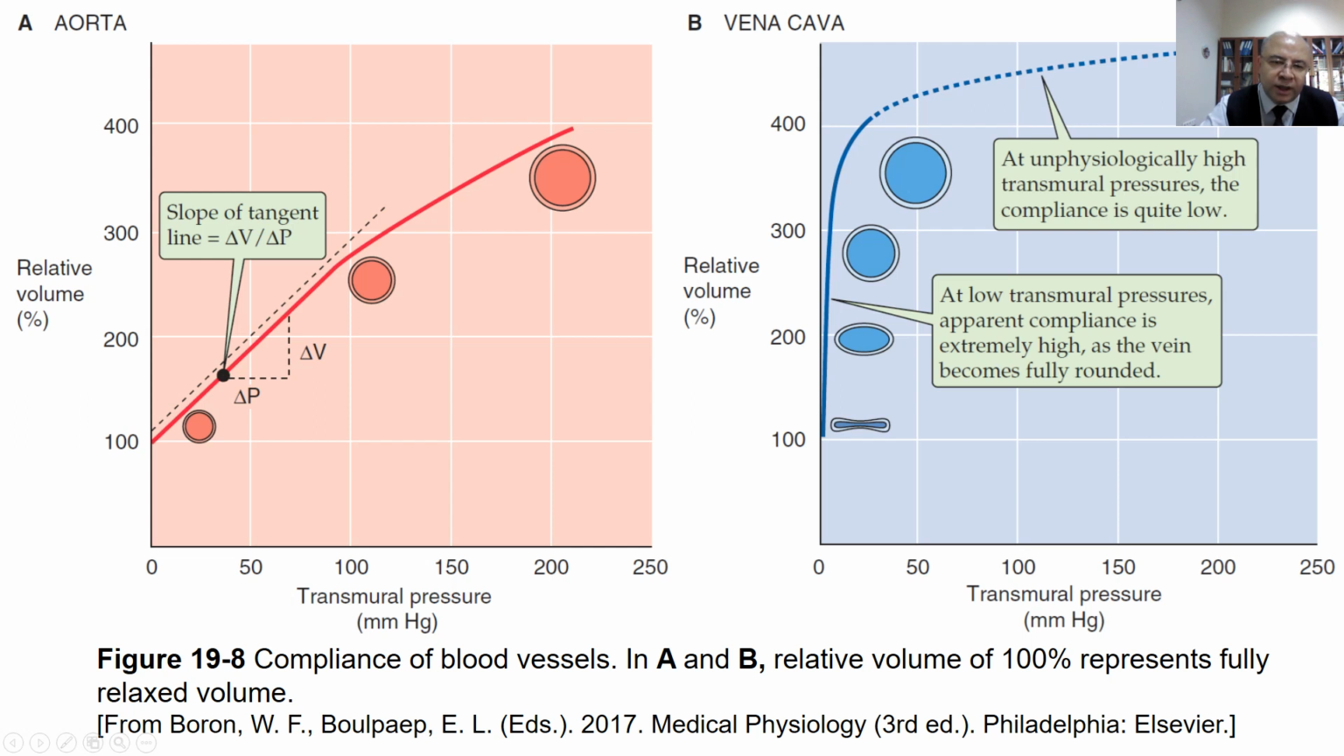In the aorta, you need a much higher increase in pressure to get an increase in volume. For example, 150 to 300, you need to double the pressure from 50 to 100 millimeter mercury, whereas in the vein, if you go from 5 to 10, as you see, the volume increases quite a lot in the veins.